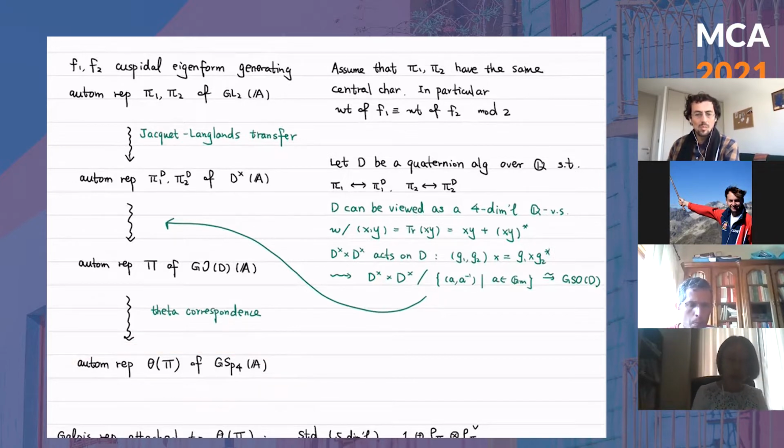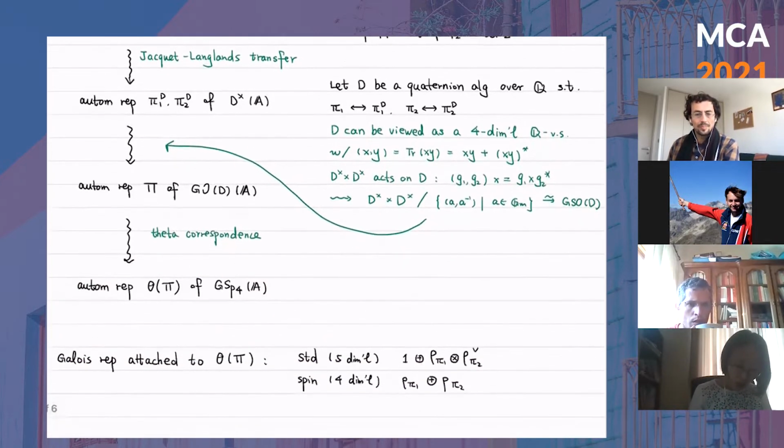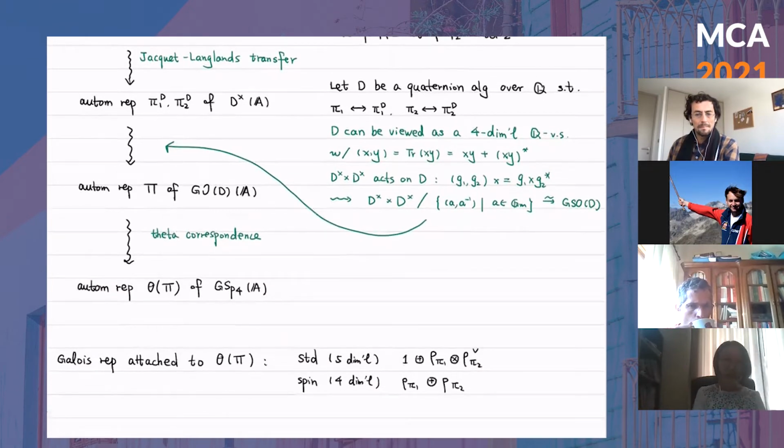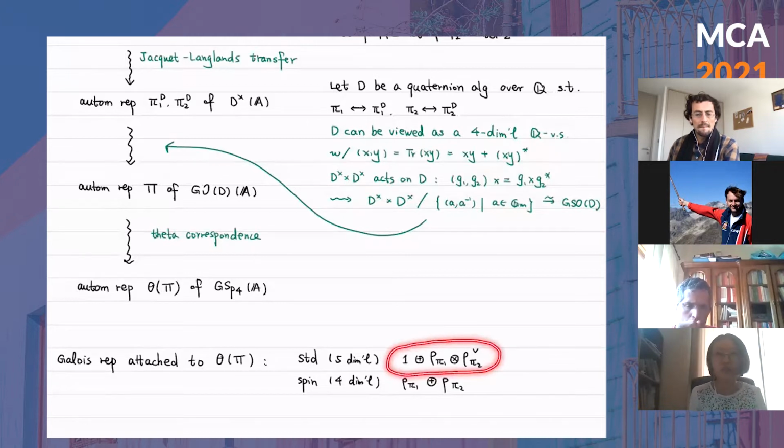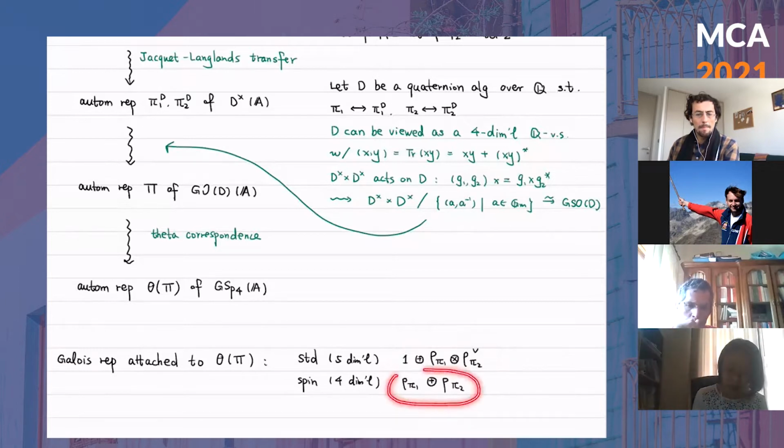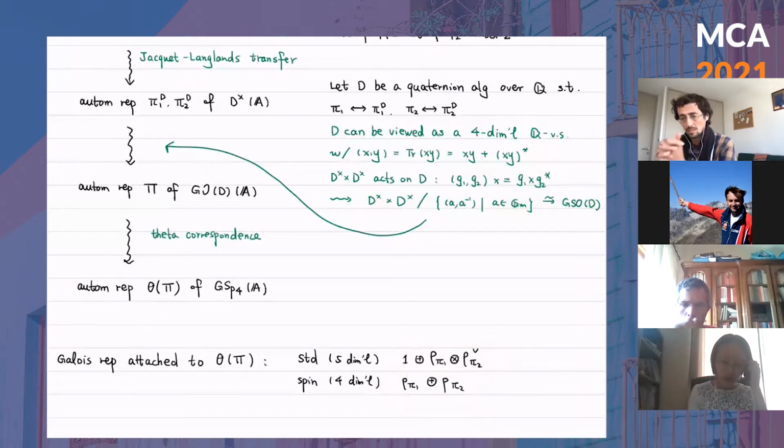In terms of Galois representations, let us look at the Galois representation attached to this Yoshida lift. The standard one, the 5-dimensional one, is the trivial representation direct sum the tensor product of the Galois representations attached to pi1 and pi2. The spin representation, the 4-dimensional one, is simply the direct sum of the Galois representations attached to pi1 and pi2. So we have this decomposition here.